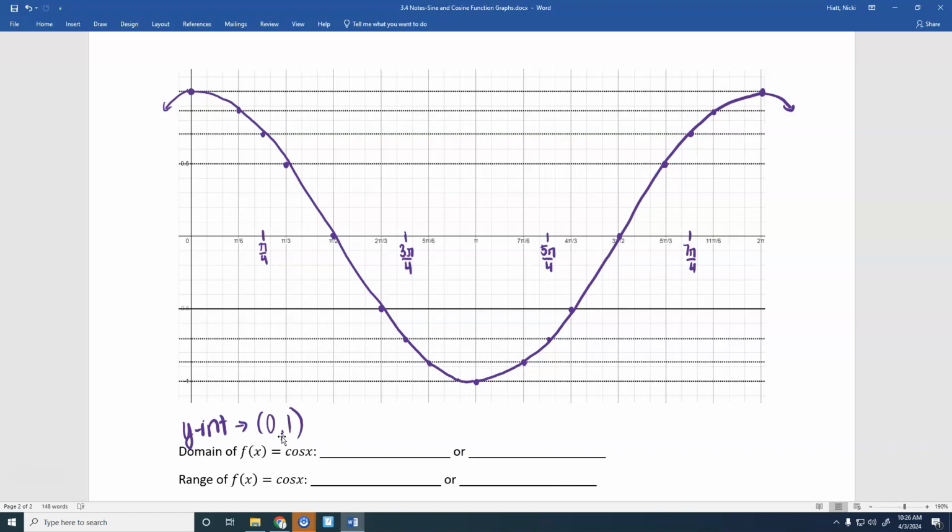And is there going to be any difference in the domain from sine? How about the range? Also the same, right? Still highest is +1, lowest is -1. So this is the same as it is for sine. Your domain is from -infinity to infinity, or you could just say all real numbers. I'm going to use the fancy R there. Your range for cosine is -1 to 1, or you might see it written as -1 less than or equal to y less than or equal to 1.